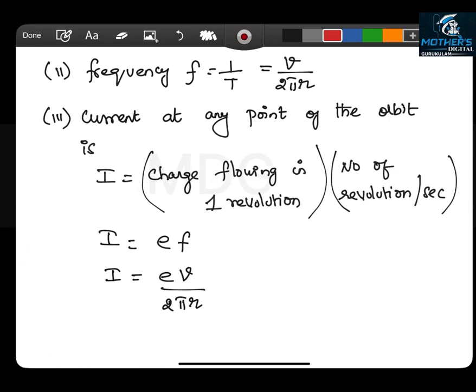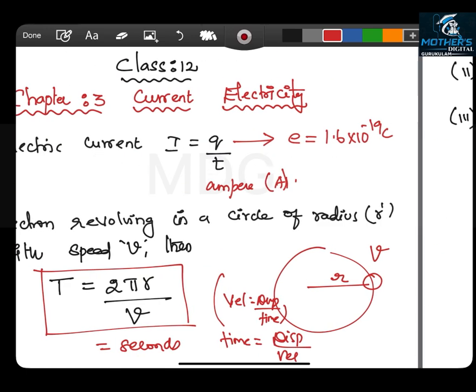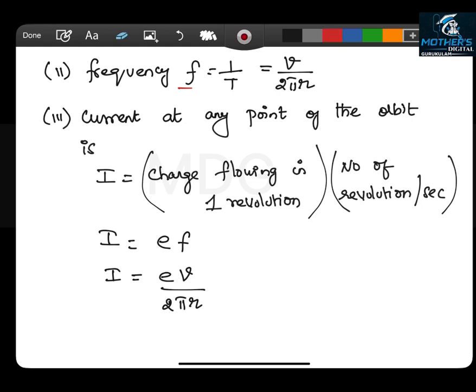From this formula, we can also calculate frequency. Frequency is 1 by T. So if you substitute this T value here, you will get the answer as v by 2 pi r. The SI unit of frequency is hertz.